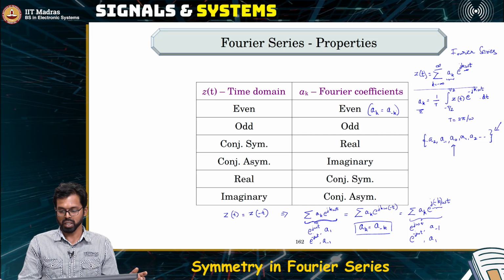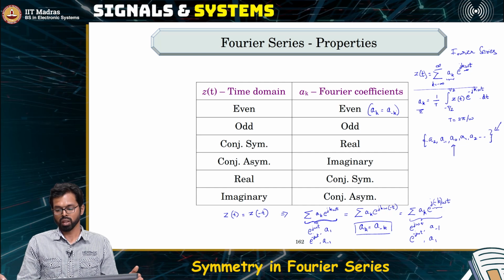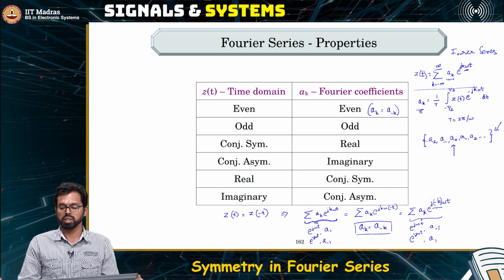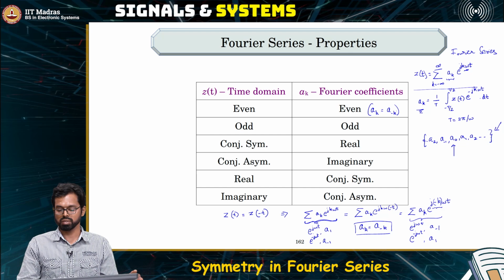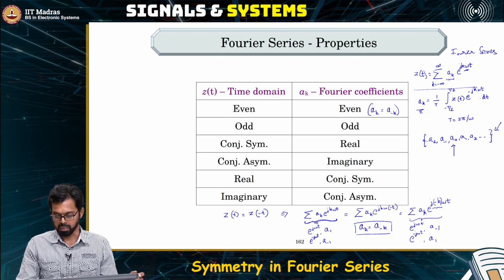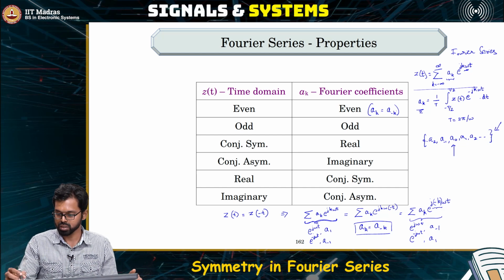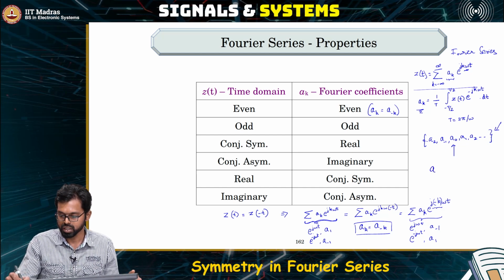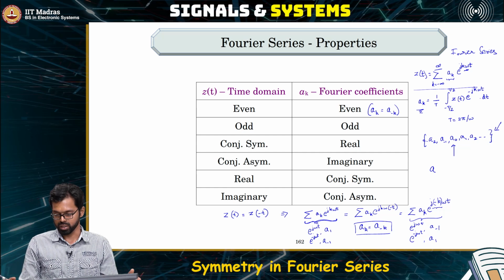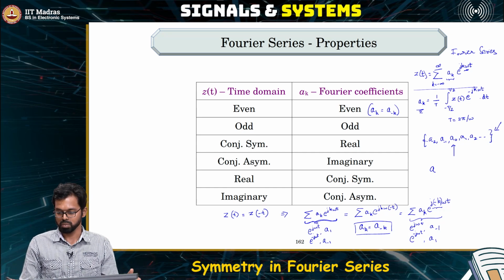In other words, what does it mean? It means that the coefficient of the positive frequency and the coefficient of negative frequency is exactly the same. And this makes more sense. Why does it make more sense? Because if we have the same coefficient for a particular frequency and its negative term, what does it mean?